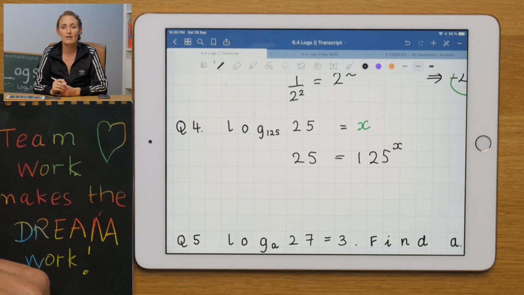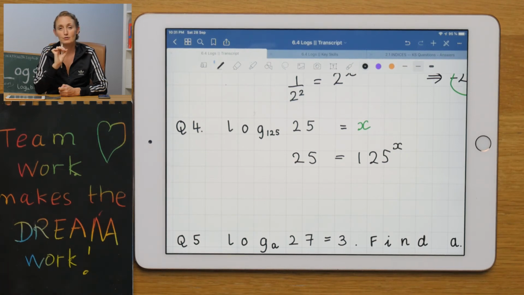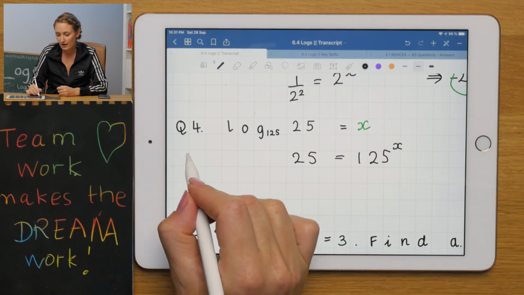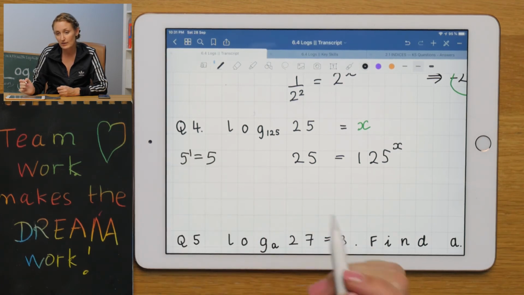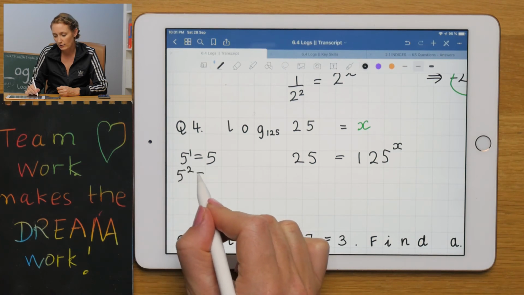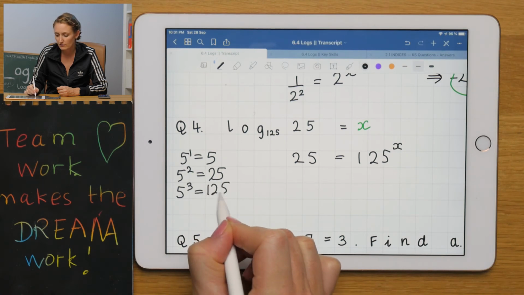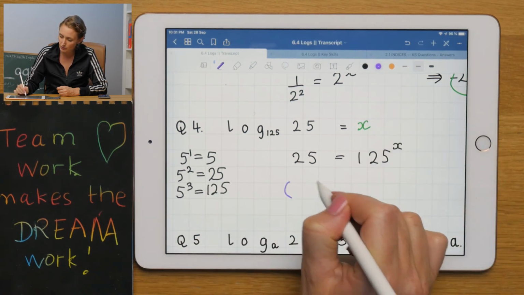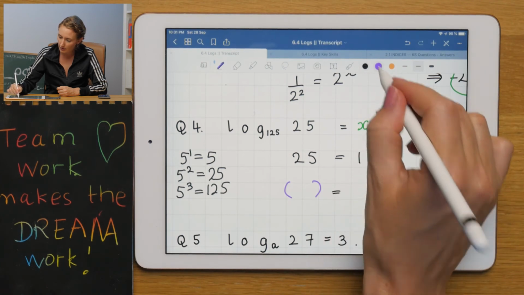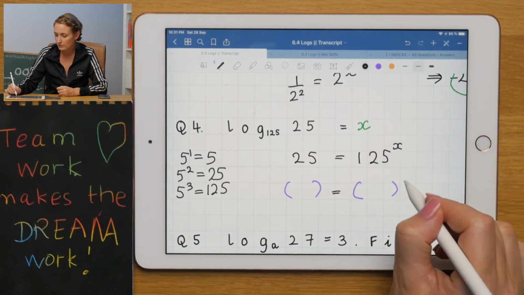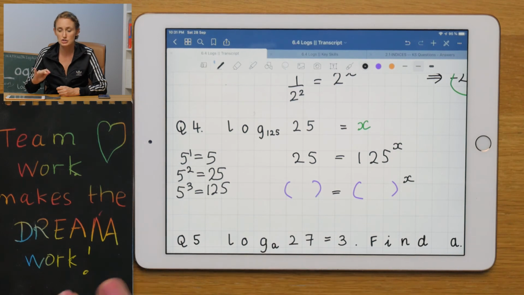Now we're back to everything we learned on the indices course. We need to pick a base for 25 and 125. So think to yourself, which base would you pick? The only choice would be 5, because 5 to the power 1 is 5. Okay, that's not so helpful. But 5 squared, or 5 to the power 2, is 25, and 5 to the power 3 is 125. So we're going to change both 25 and 125 to powers of 5 so that everything is matching.